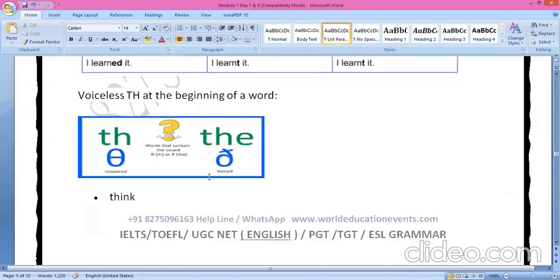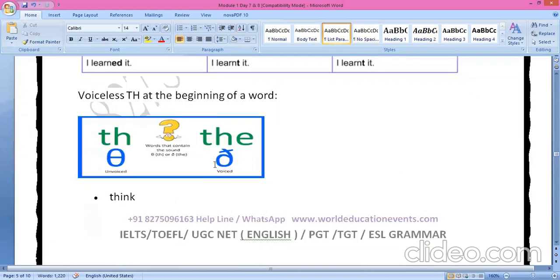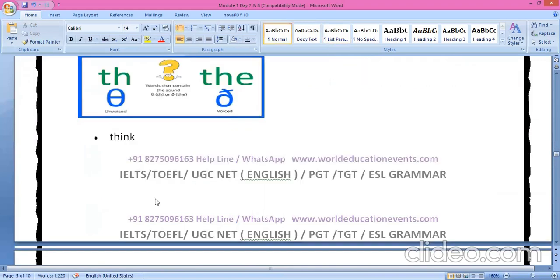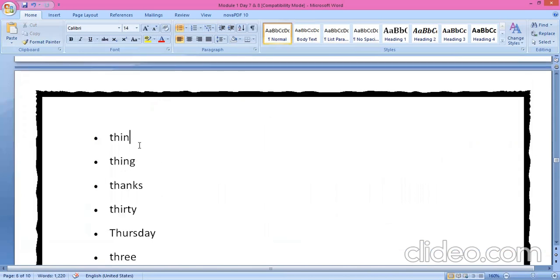So TH. Now, whenever you have this symbol in the dictionary, TH is unvoiced, and this other symbol means TH is voiced. So all these written here are unvoiced. Okay, so think, not tink.